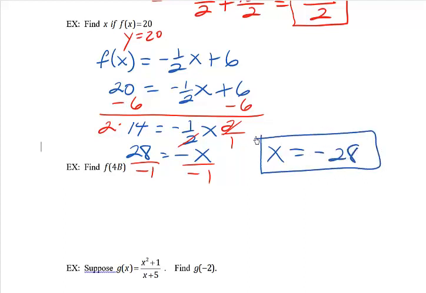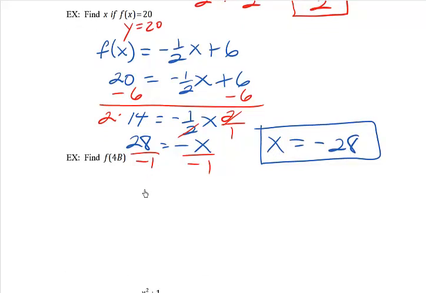This answer is a different kind of answer than the other problems, right? We were not asked to find the function value. We were asked to find an x, and so we did. X equals negative 28. Well, let's take a look at the next example.